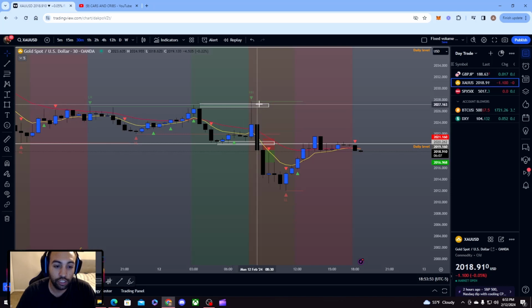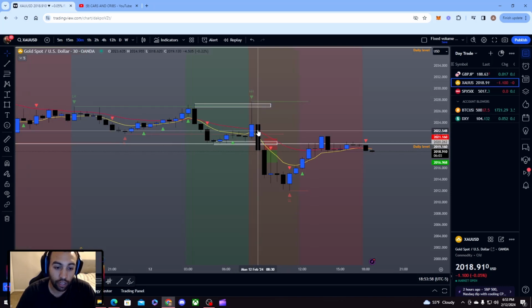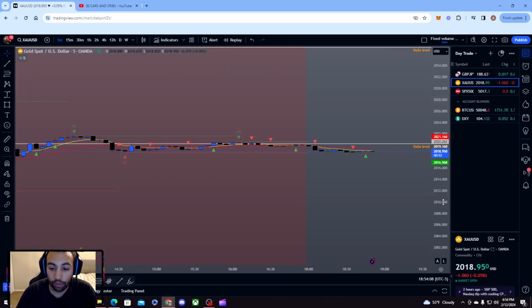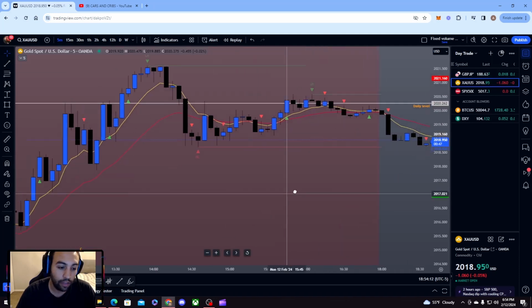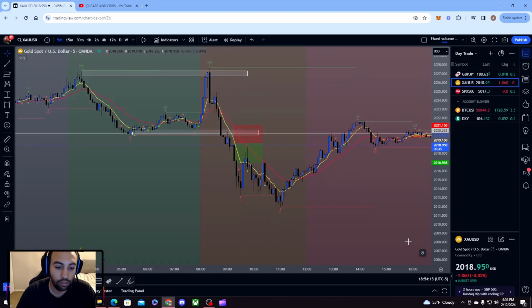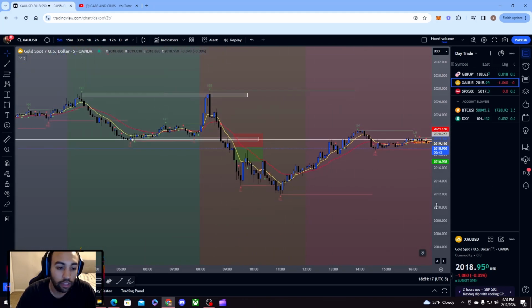30-minute rejection, 30 engulfing right here. This is an engulfing candle, totally overtook the previous bullish candle, right? And again, closed below the daily level, meaning in my eyes we were going to go down. Okay, so now we are on the 5 minute chart. Sorry, gotta find the spot.